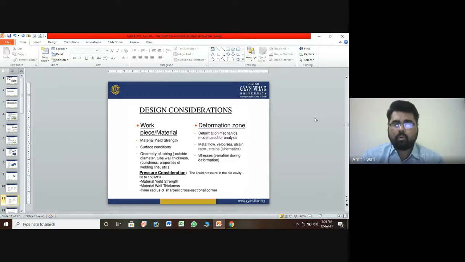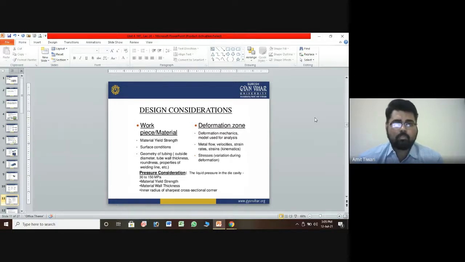Basically, if you want to make a geometric tube, you first identify the outer diameter, inside diameter, tube wall thickness, tube wall roughness, tube wall properties, and welding line. All these factors you have to identify if you are designing for the hydroforming technique. If you make the material by the help of hydroforming, these are the workpiece materials we use.